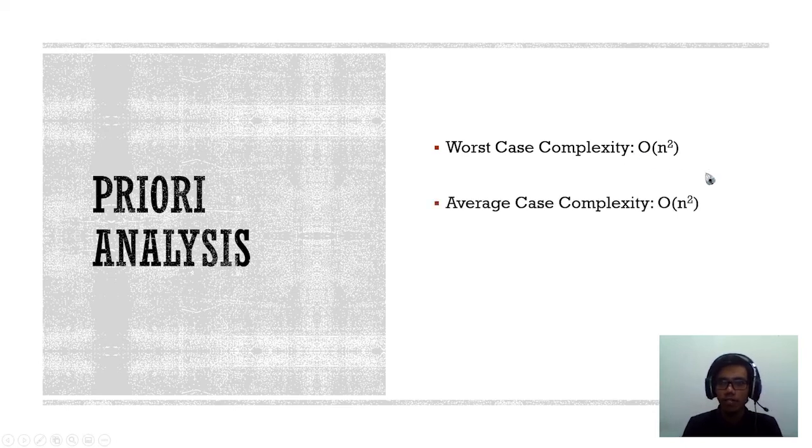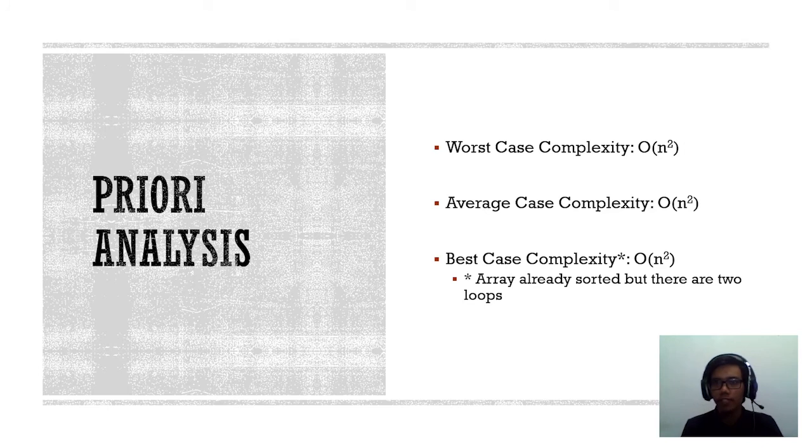Next, we have the average case complexity. What is the average case? It means that it's in the middle between the worst case and the best case, so we can get the average case complexity. The average case complexity is the same, O(n) square.